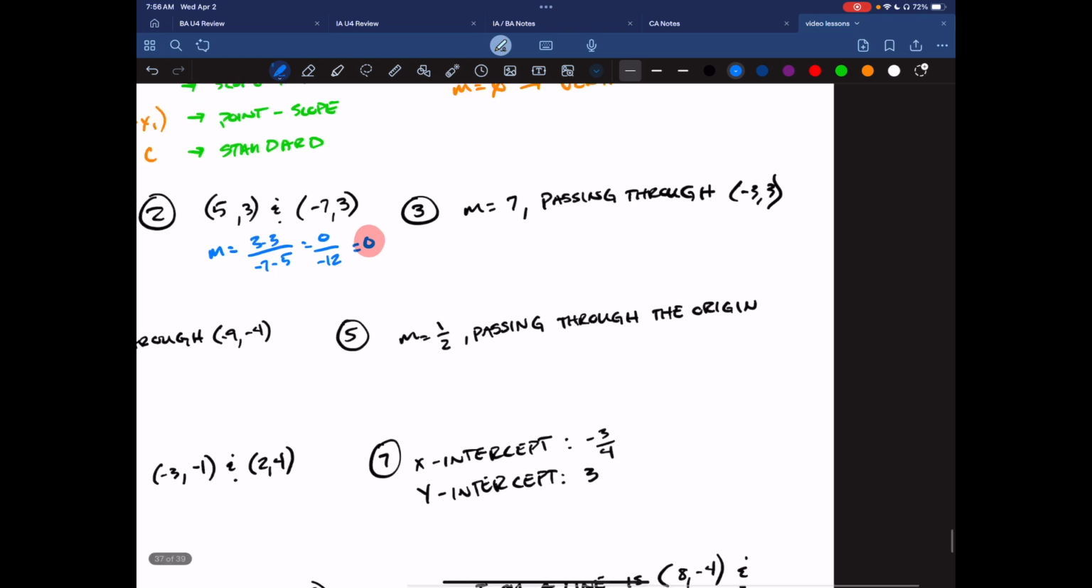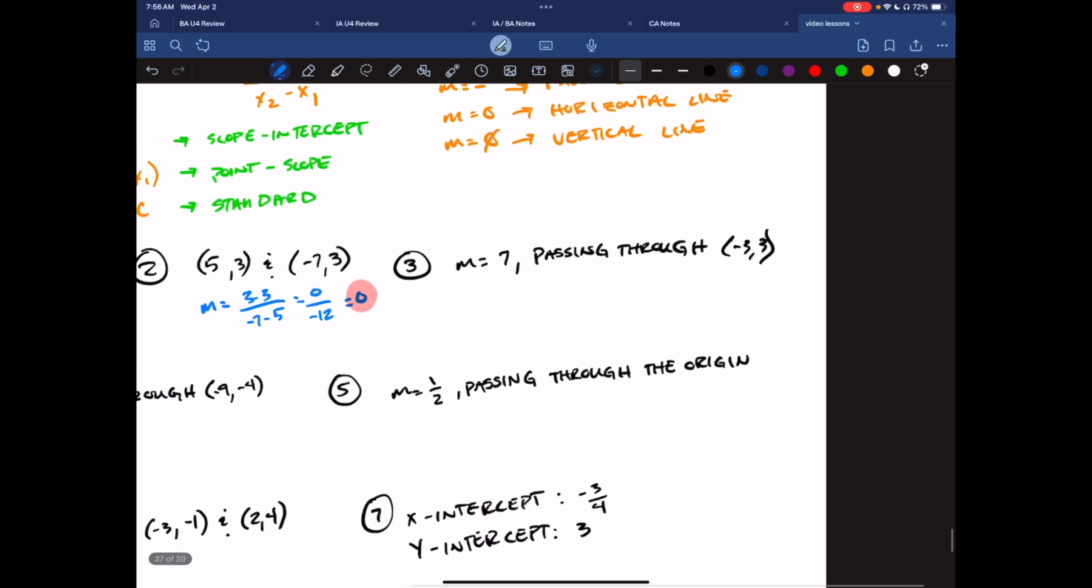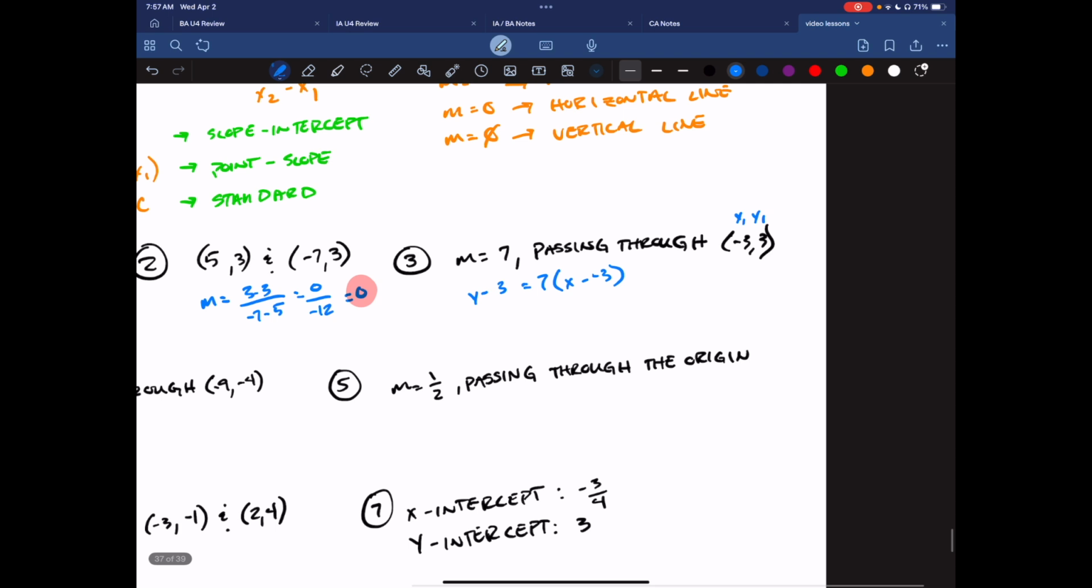So we have y minus y1. Again, this is x1, y1. Let's just see, y minus 3 equals 7 times x minus negative 3. That's going to be x plus 3. If you were putting this into Pearson, you would go ahead and change that sign first. But I want to get this in slope intercept form.